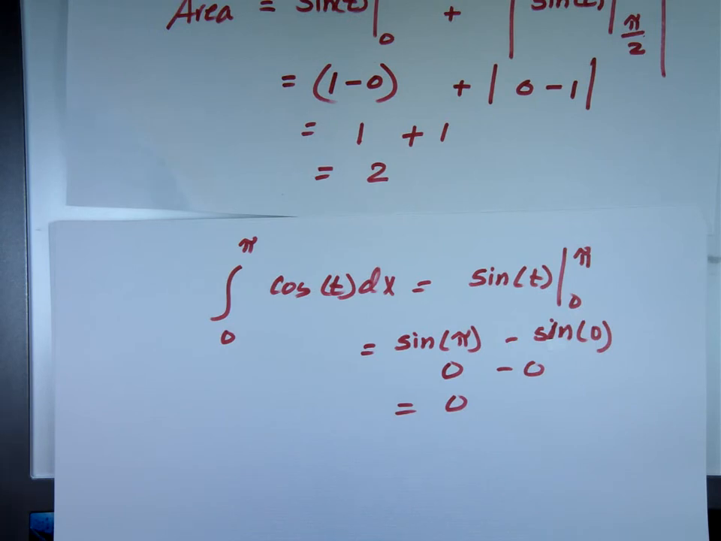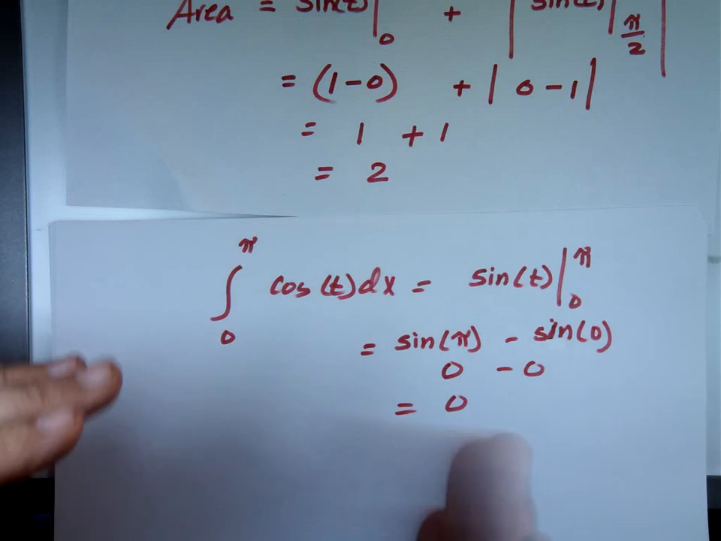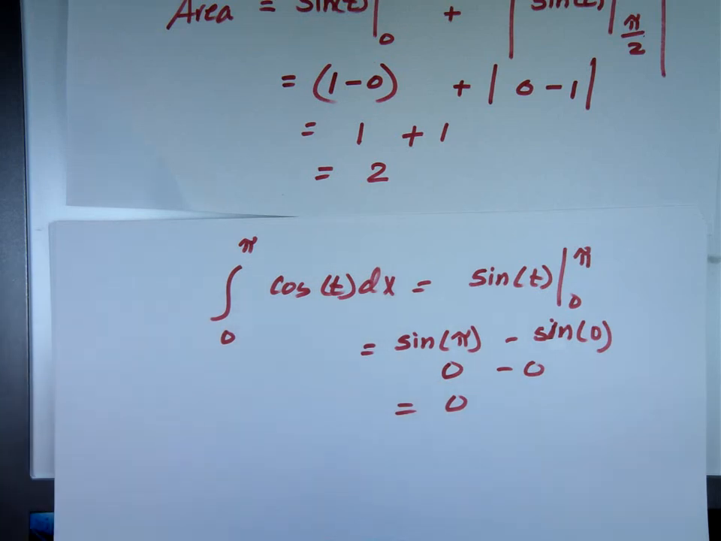But if it says find the area, then you better integrate that. Break it down to where's the positive, where's the negative, where they cross the x-axis, and break the integral down to 2 pieces.